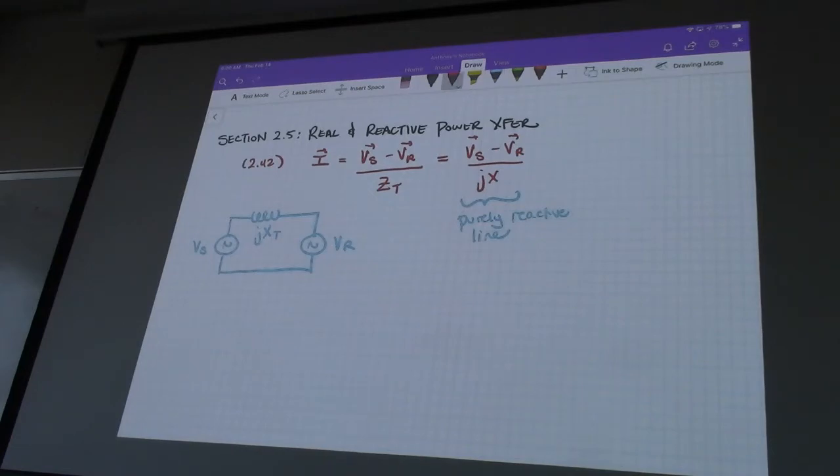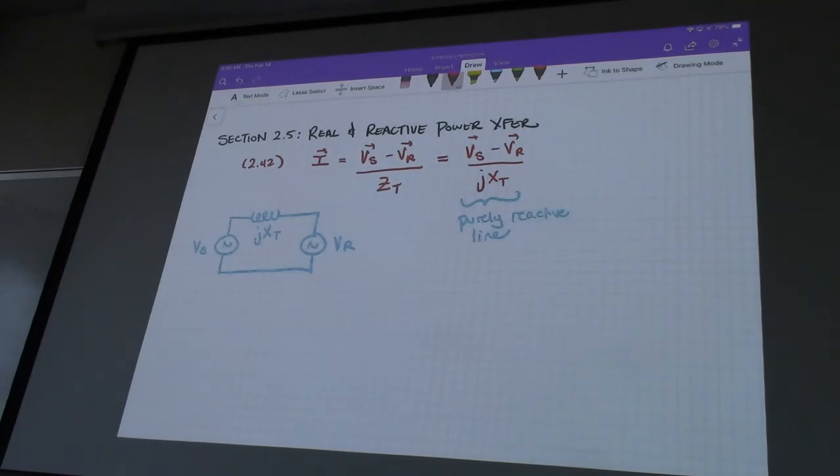How could you ever have a purely reactive line? You neglect the resistance. The value is small enough that you neglect it. It's a lot like that power factor correction problem we just did. How can you ever have a capacitor without an internal resistance? It has an internal resistance. It's just that we're assuming it's small enough that we can neglect it from the problem. Same thing here with the line.